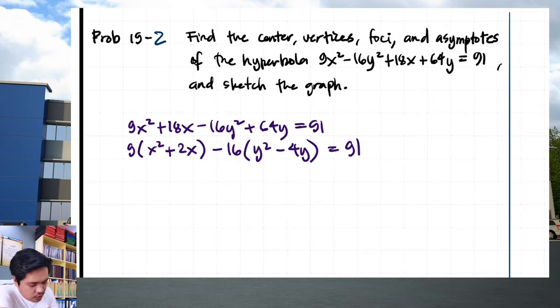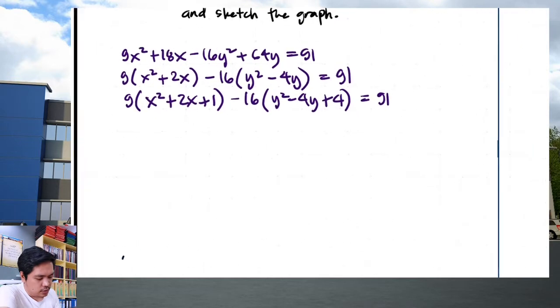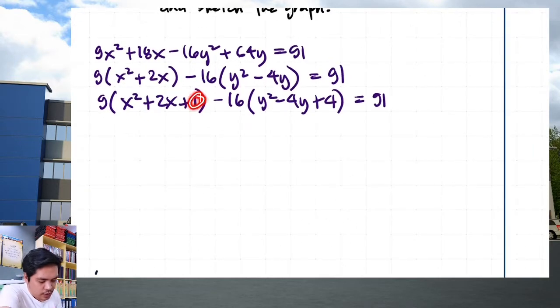So by completing the squares, this becomes x squared plus 2x plus 1, so perfect square trinomial na, minus 16, so this is y squared minus 4y plus 4, so perfect square trinomial na, then equal to 91. Okay, so dito, we added 9, so we need to add 9 also here. And dito, we added 4 times negative 16, so that's negative 64. So we need to add negative 64 to the other side to balance.